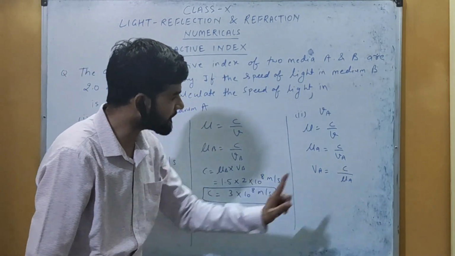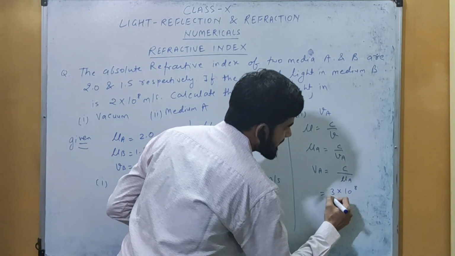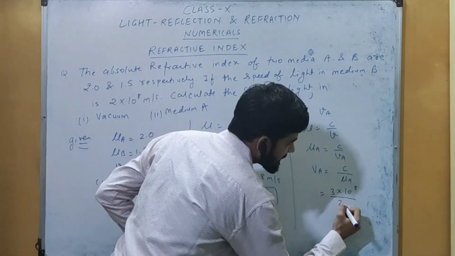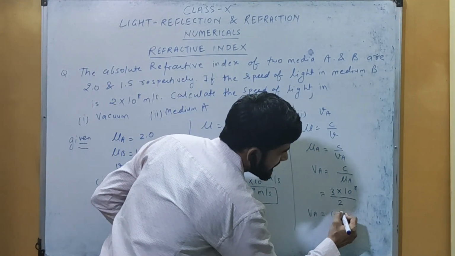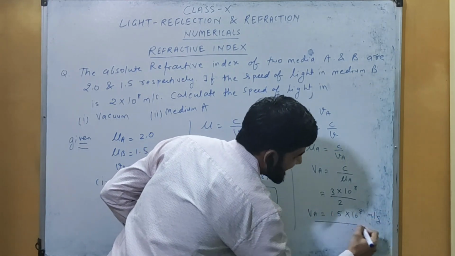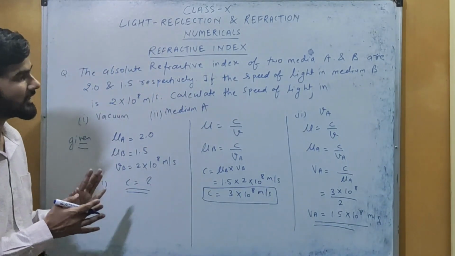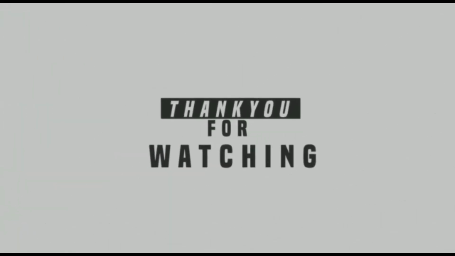Now the value of C is 3 × 10⁸ divided by the value of mu A. Mu A equals 2. So I can write VA equals 1.5 × 10⁸ meter per second. So this is the speed of light in medium A. In this way we can solve the numerical based on the basic formula of refractive index.